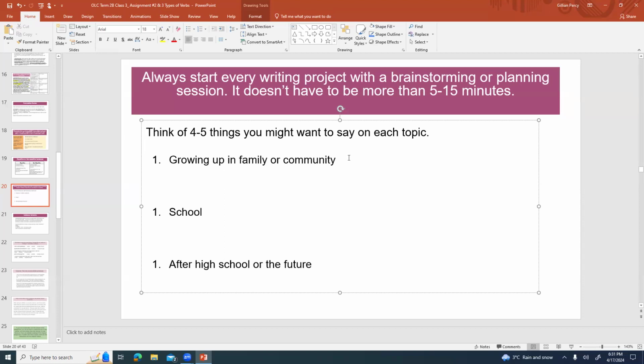So before I started writing my paragraphs, I would think about 4 or 5 things I might want to say on each topic. I might literally organize my page to have these 3 sections.